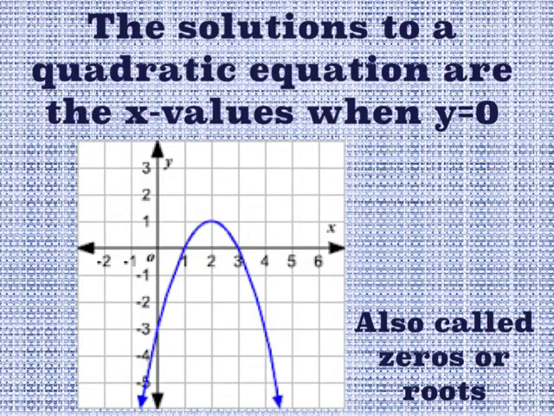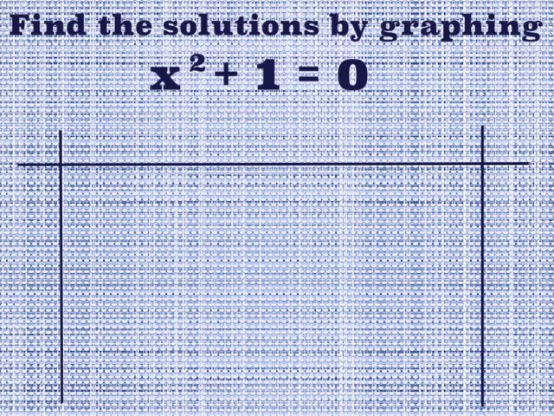So, the solutions to a quadratic equation are the x values when y equals 0. These are also called the roots or the zeros. So, looking at this graph, we see that our zeros are at x equals 1 or at x equals 3. Find those solutions by graphing x squared plus 1 equals 0.